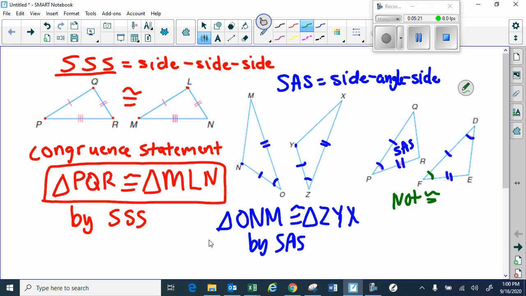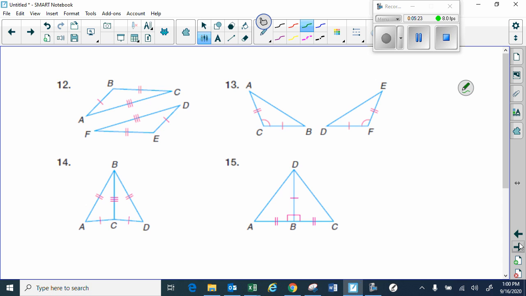Okay, let's go to the next page. Okay, here we have SSS again. Okay, I'm not going to write out the congruent statements to save time. We practice that. 13, we have an SAS and we have an SAS. Okay, so that's an SAS one. Remember, they both have to be the same one. Here we have an SSS. Notice they share a common side. That is called reflexive property. You need to learn this because you're going to use this one in proofs a lot.